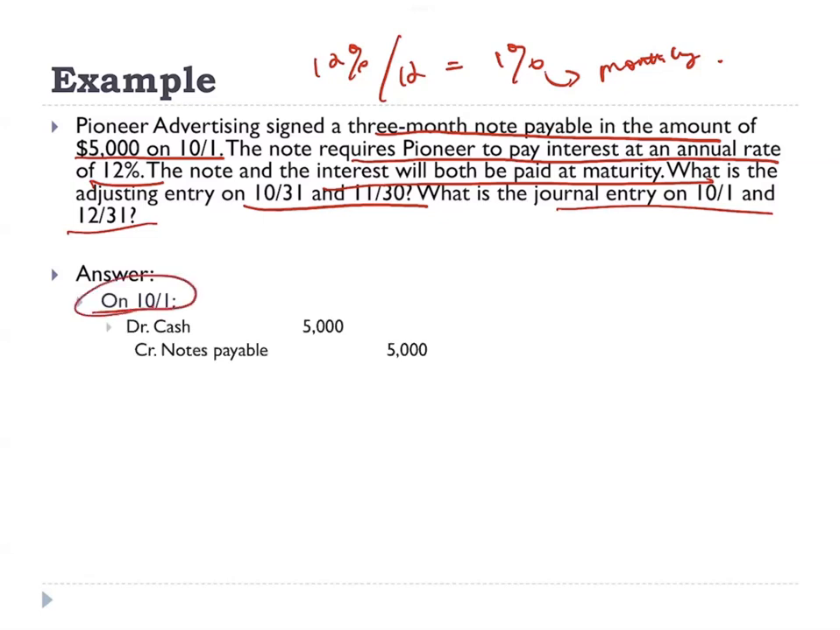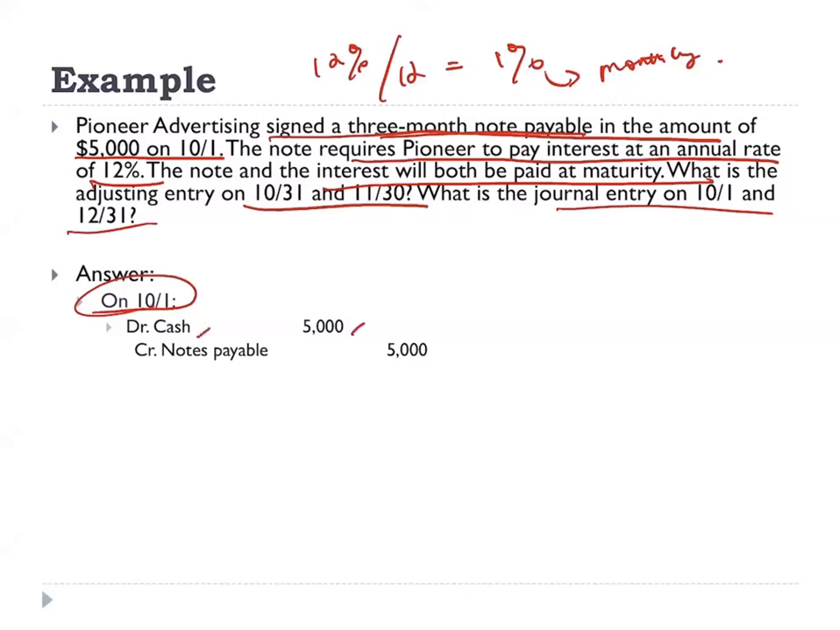On October the 1st, this is when the firm signed the 3-month note payable. The firm signed a note payable to someone else. And this is usually a way that the firm gets some short-term financing. The firm issued a note indicating that the firm is going to pay some money to the lender in 3 months. And in return, the firm is able to get some cash immediately.